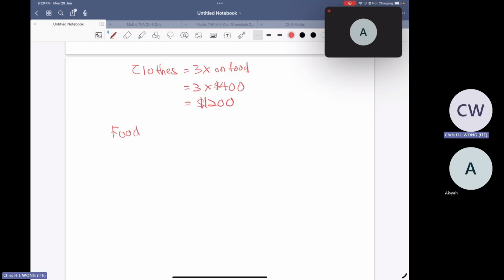Okay, food to clothes is 1 is to 3. Do you agree? 3 times, right? Okay. So 1 part and 3 parts. The moment you have that, easy already.